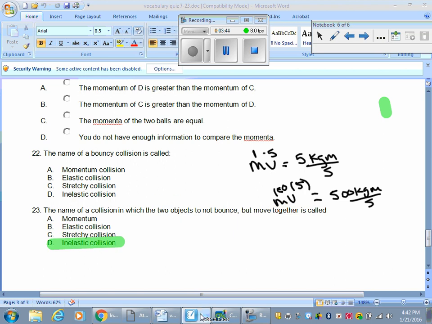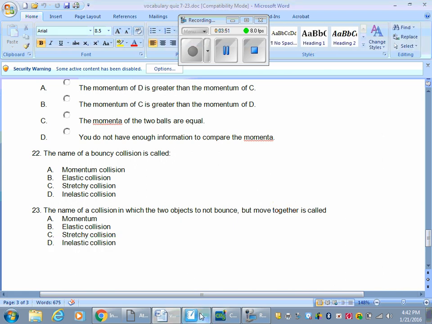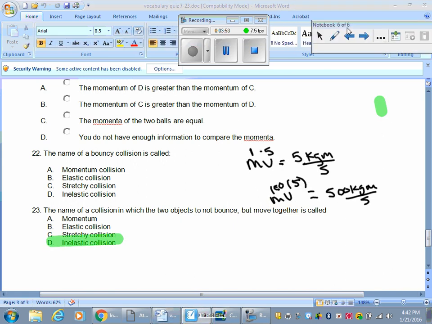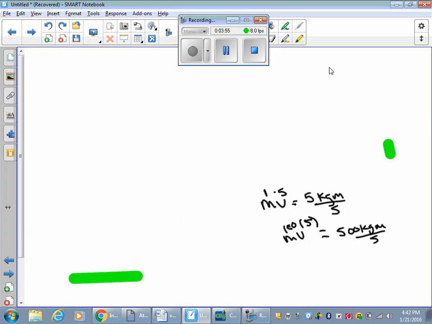Okay. All right, let's go back over to this side. See if I can get out of this transparent background.